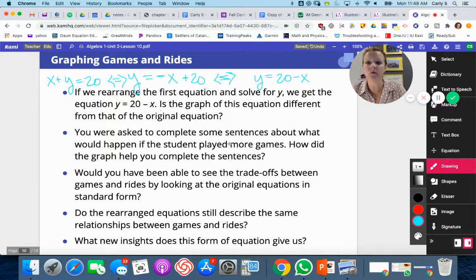You were asked to complete some sentences about what would happen if the student played more games. How did the graph help you complete the sentences? Well, if the student played more games, that increases along the x-axis. That means my y value has to decrease. That helped me complete the sentences. It doesn't help me as much with slope. If we had drawn the graph accurately, we could have figured out the slope also accurately. But I know that as my x value increases, my y value decreases, which means my line slants down as I go from left to right.